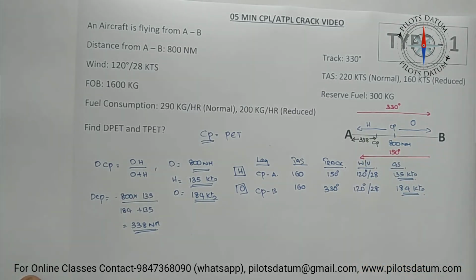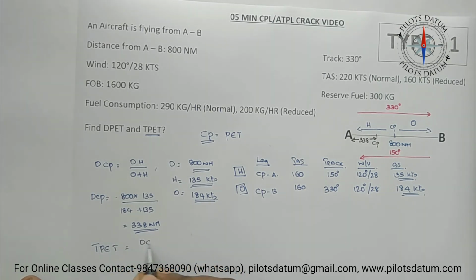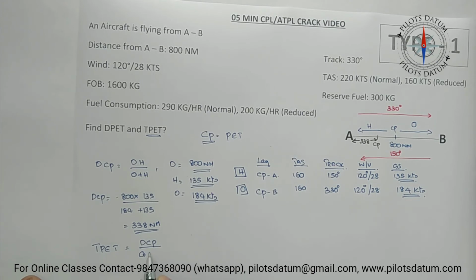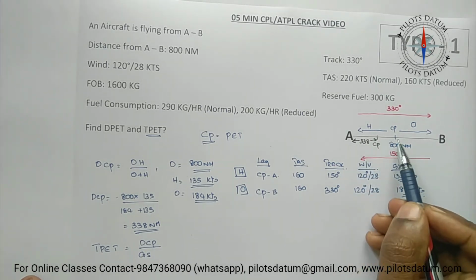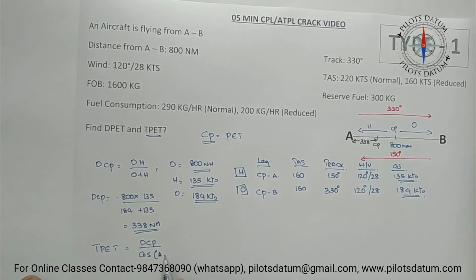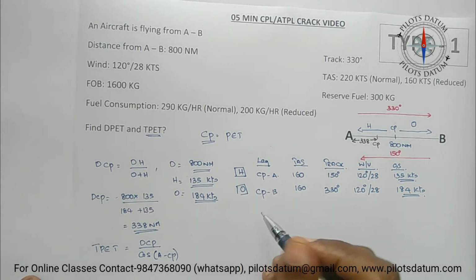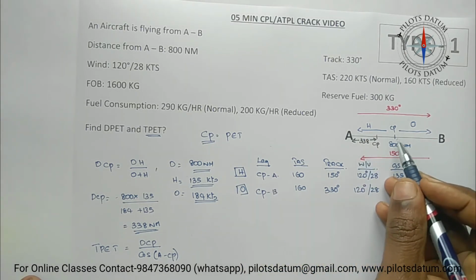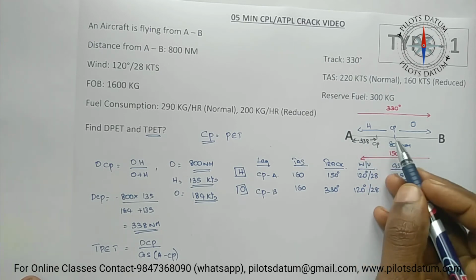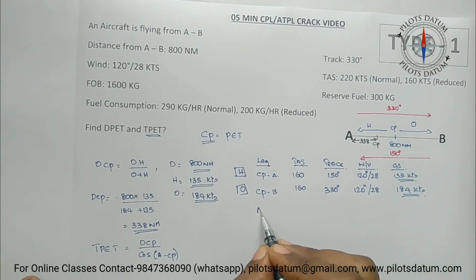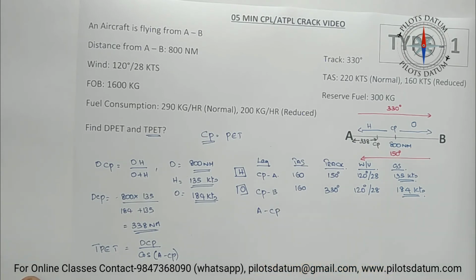Okay, so let's look at TCP right now. TCP is given by the formula DCP by the ground speed. Ground speed from the starting point to CP. In this case, we are taking from A to CP. For finding ground speed, we have to follow the same method. In this case, we will look at the leg first. Leg is from A to CP. I have cleared in the theory part why we are taking from A to CP. So let's see A to CP.